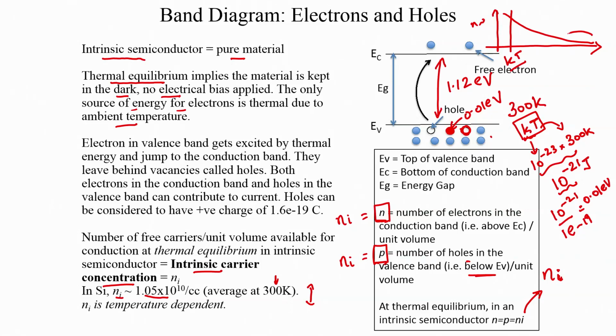But you do have enough electrons having an energy larger than 1.12 electron volts, and it is these electrons that can actually jump across and into the conduction band. The number of such electrons per unit volume in the case of intrinsic silicon at 300 Kelvin is 1.05 into 10 power 10 per cubic centimeter.